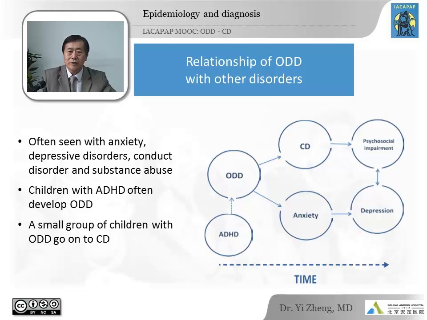ODD is often seen with anxiety, depressive disorders, conduct disorder, ADHD, and substance abuse. Here are some clinical observations worth noting. While ODD and CD have been found to have a higher level of comorbidity, the majority of children diagnosed with ODD do not go on to develop CD. Children with ADHD often develop ODD. Young adult depression and anxiety disorders were often preceded by childhood ODD but not CD.